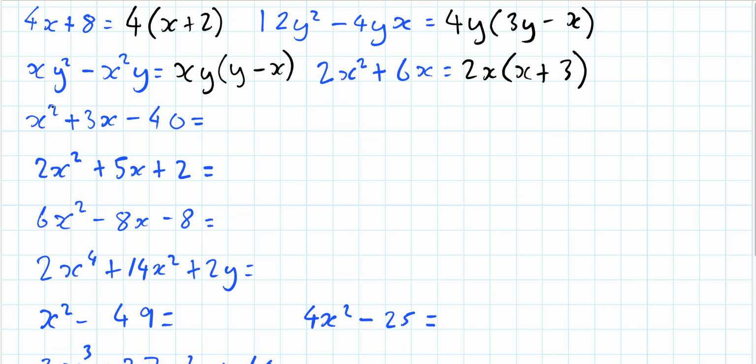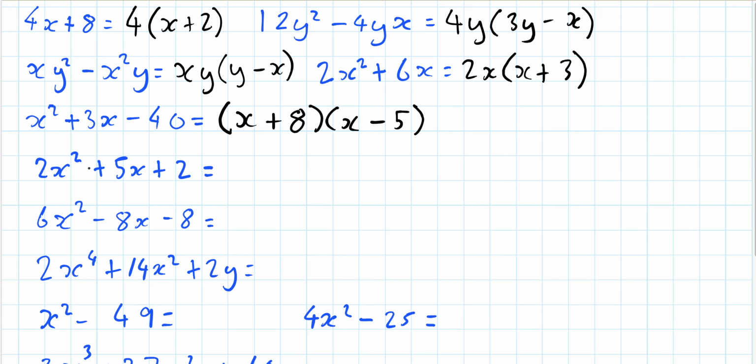Here, because it's a quadratic, we're going to use our double brackets. So we need two numbers that multiply together to give minus 40 and add to give a positive 3. So here we're going to have 8 and 5, and to get plus 3 it's going to be a positive 8 and a minus 5. Again, if I expand this out, I should get back to this.